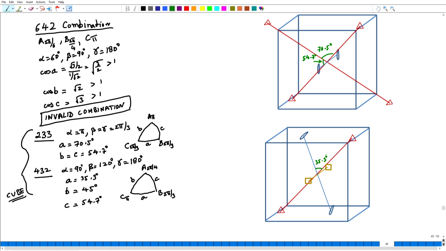The angle between the two-fold and the four-fold is 45 degrees, which is more obvious, and the angle C between three-fold and four-fold is difficult to show here, but it will be something like this, and that is 54.7 degrees.